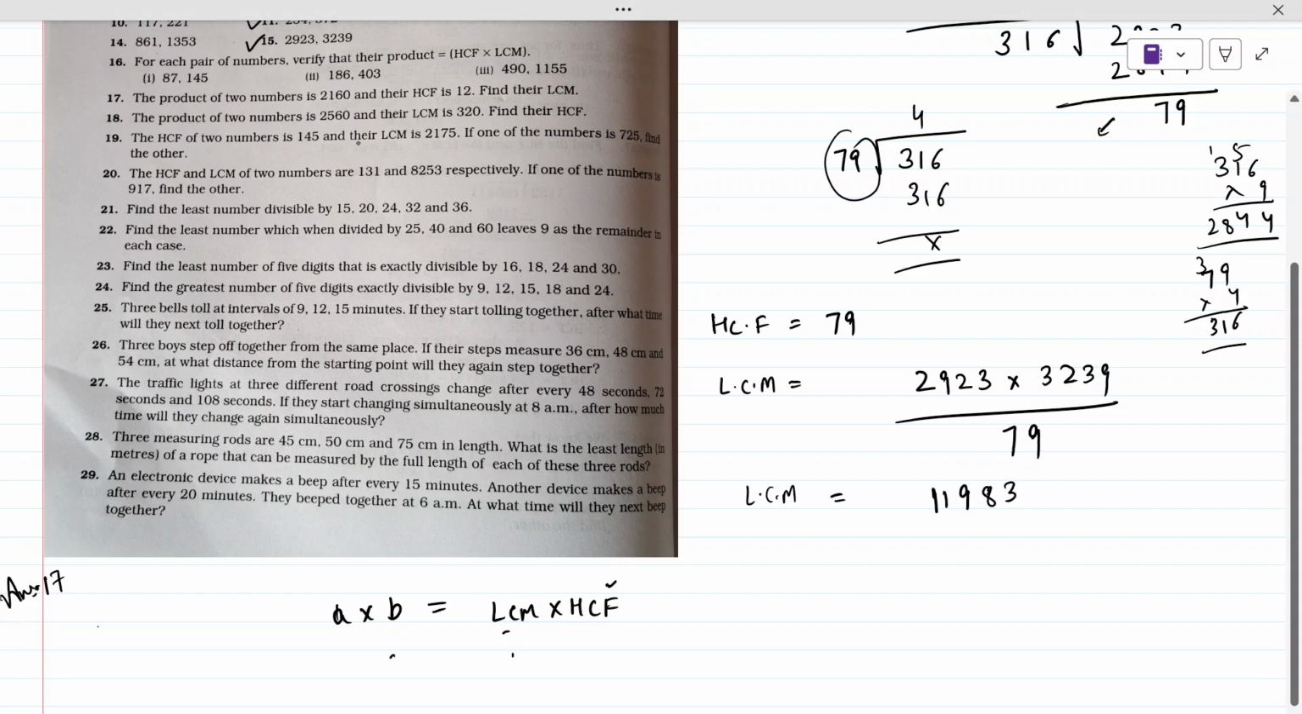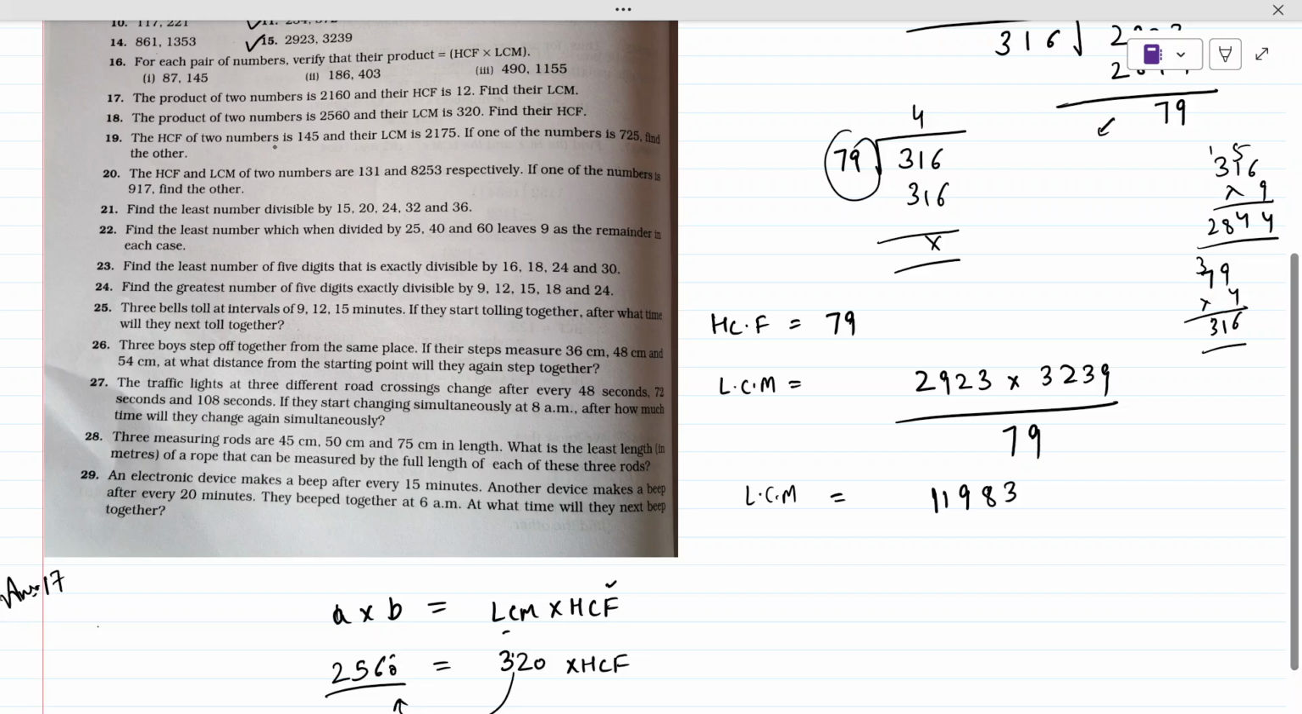The product of two numbers is 2560. This is given to us. And the LCM is 320 and we have to find the HCF. How are we going to do it? We will divide this by 320. We'll get the HCF. Easy.